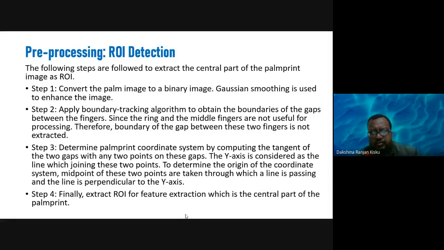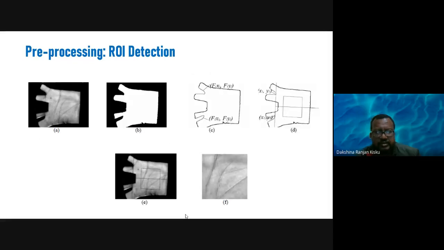Because when we obtain the two gaps between the index finger and the middle finger, and between the ring finger and little finger, then here you can see the image. First we obtain the enhanced image, then in figure B we obtain the binary image, and in figure C we obtain the gaps between the little finger and the ring finger, and the middle finger and index finger.